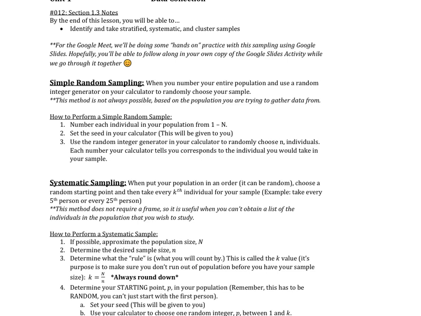So a refresher on how we perform a simple random sample. You number each individual in your population from 1 to N. Remember, this capital N is your population size. Let's say we have 5 dots, and that's our population. So we'll number them. Then we're going to use the random integer generator. First we have to input the seed, which will always be given to you. Let's just use a seed of 7 for right now.